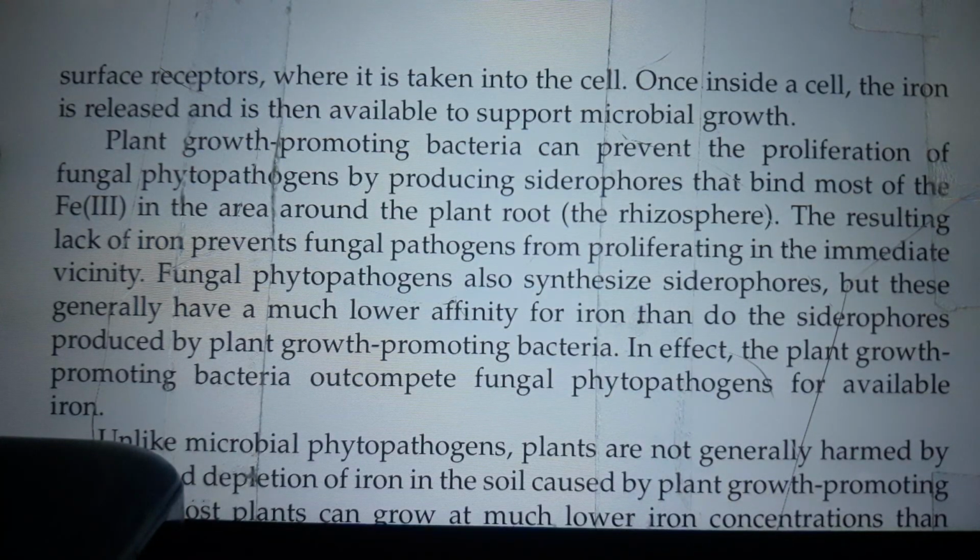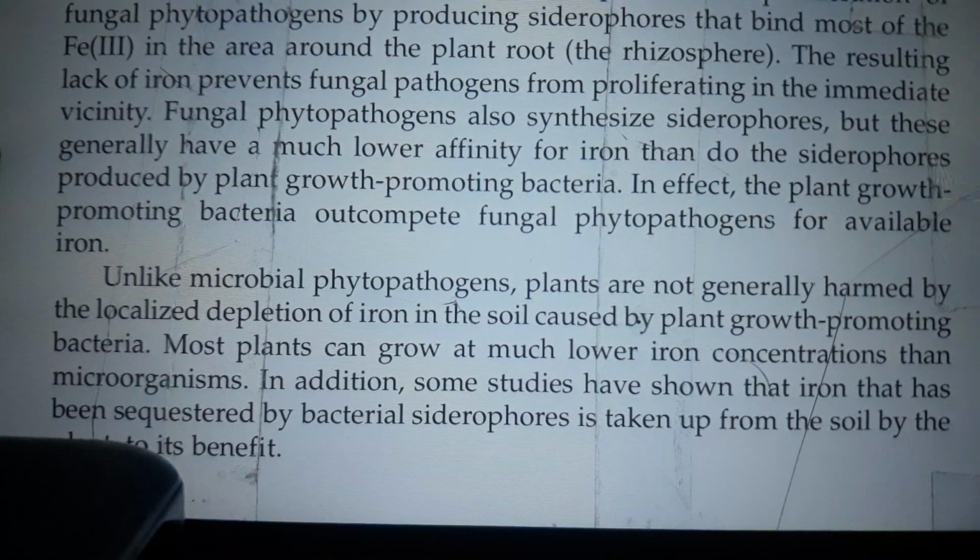Plant growth promoting bacteria can prevent the proliferation of fungal phytopathogens by producing siderophores that bind most of the Fe3+ in the area around the plant root, the rhizosphere. The resulting lack of iron prevents fungal pathogens from proliferating in the immediate vicinity. Fungal phytopathogens also synthesize siderophores, but they cannot use those produced by plant growth promoting bacteria. In effect, the plant growth promoting bacteria outcompete fungal phytopathogens for available iron.